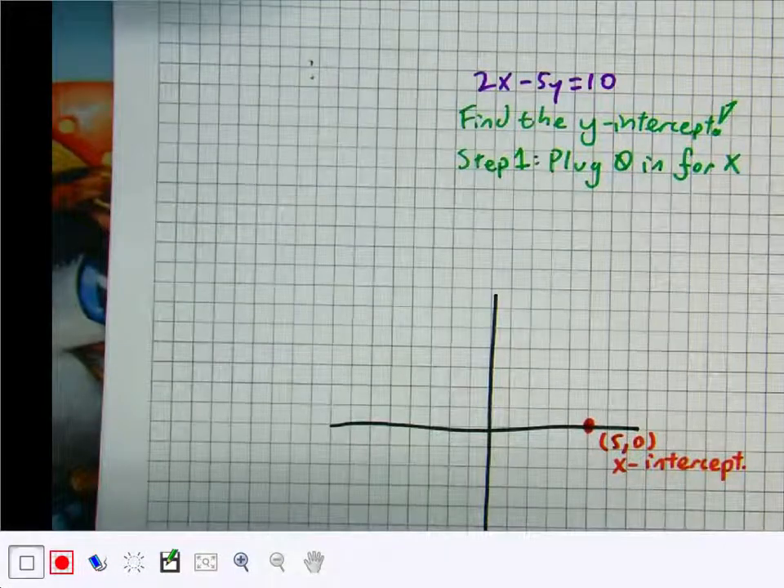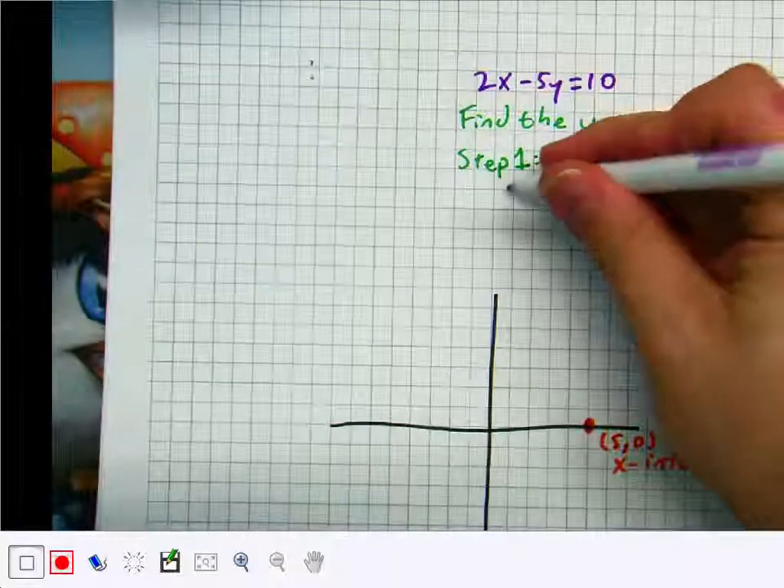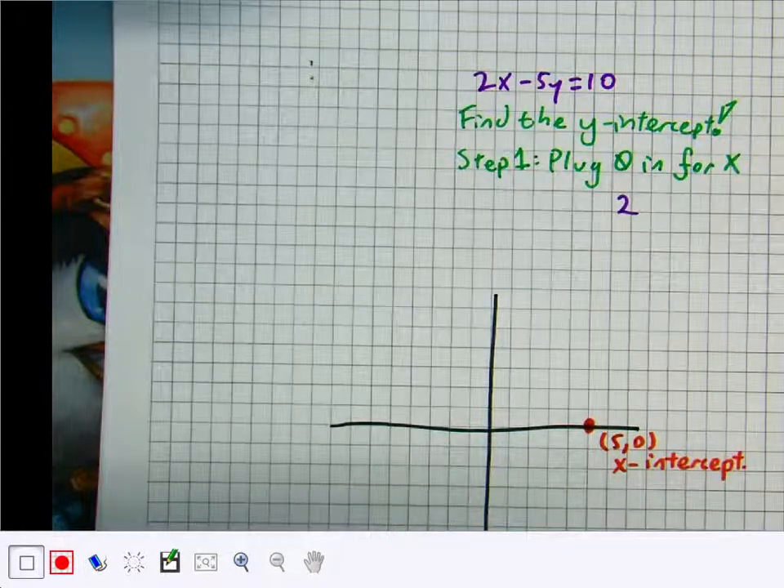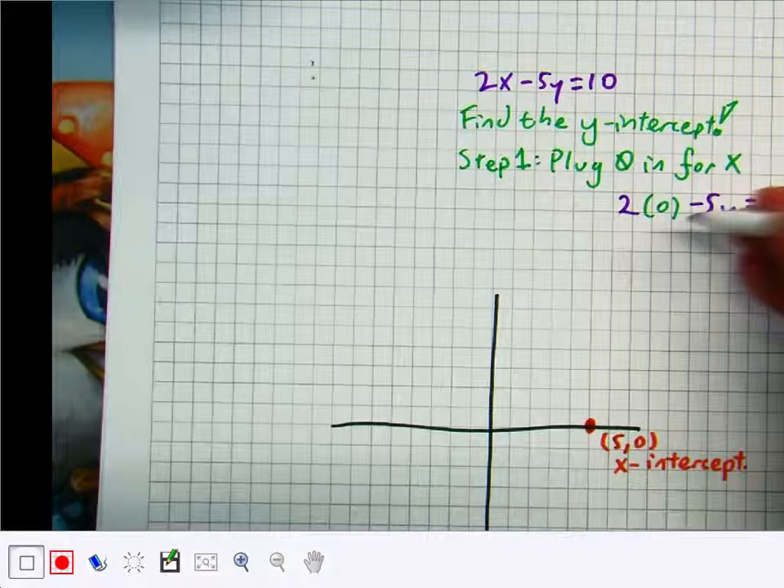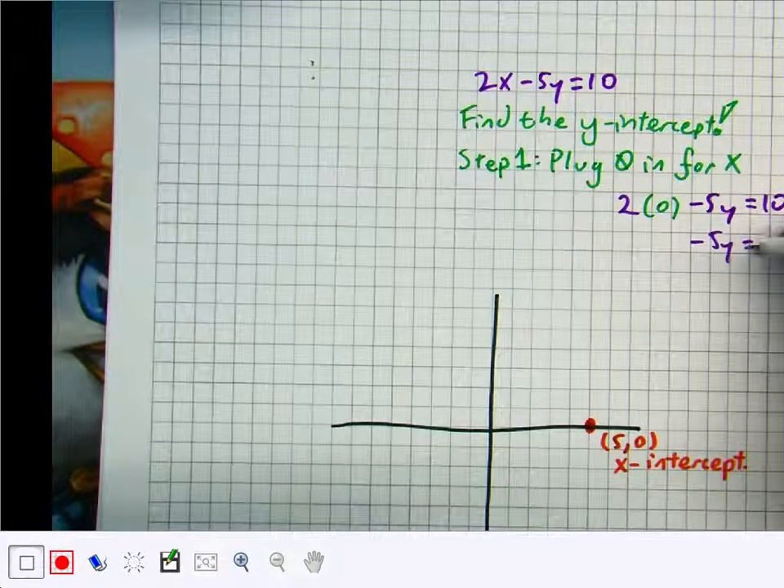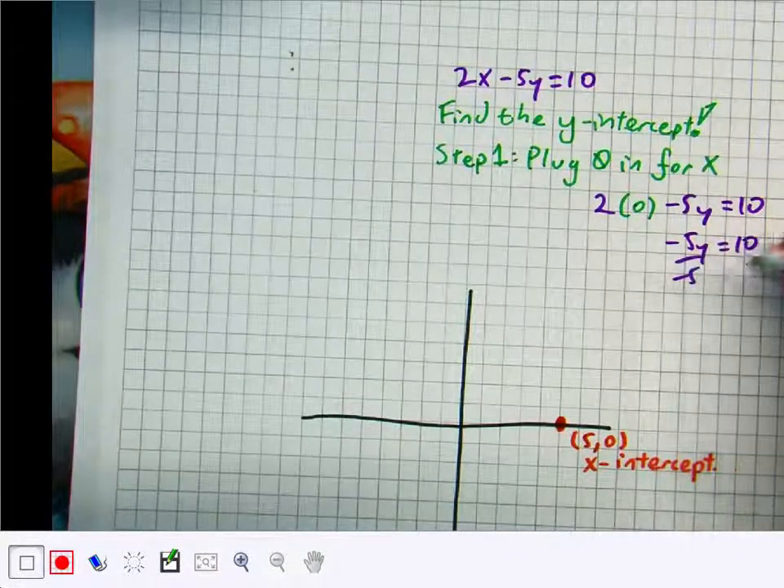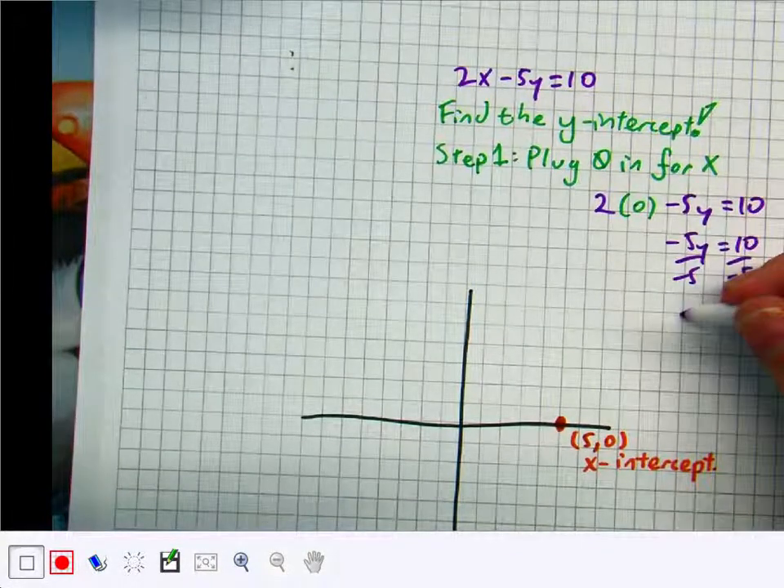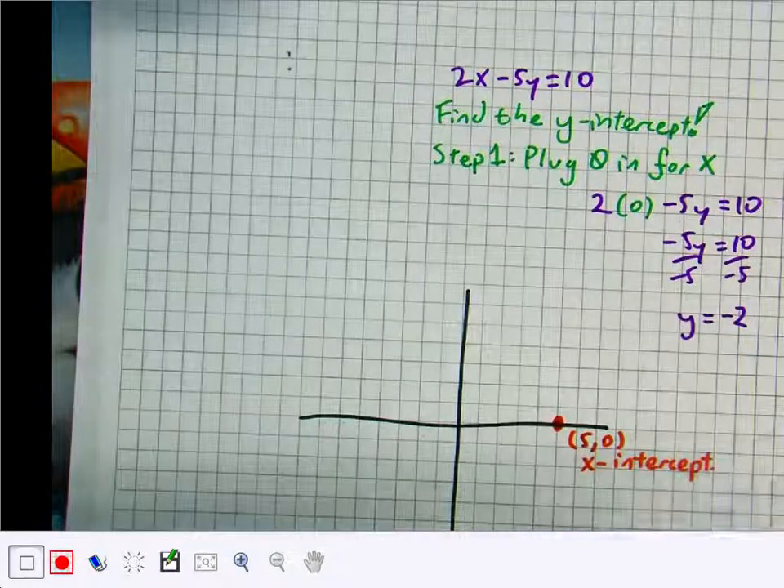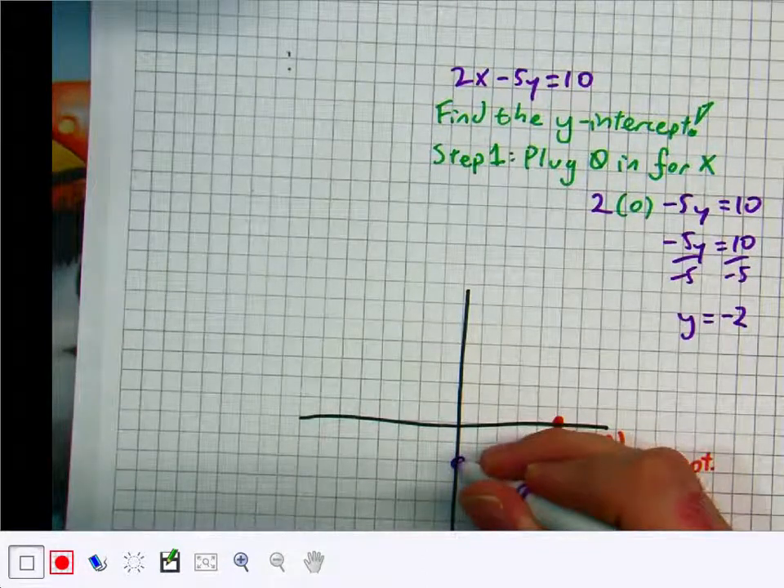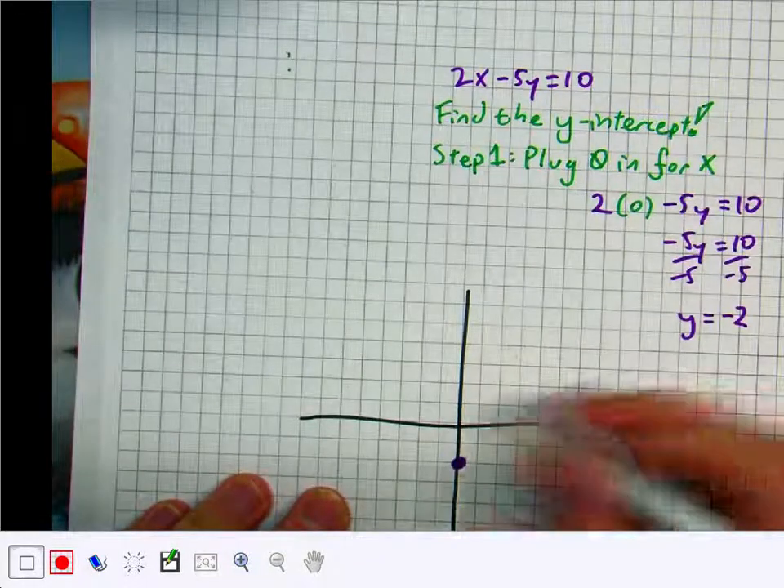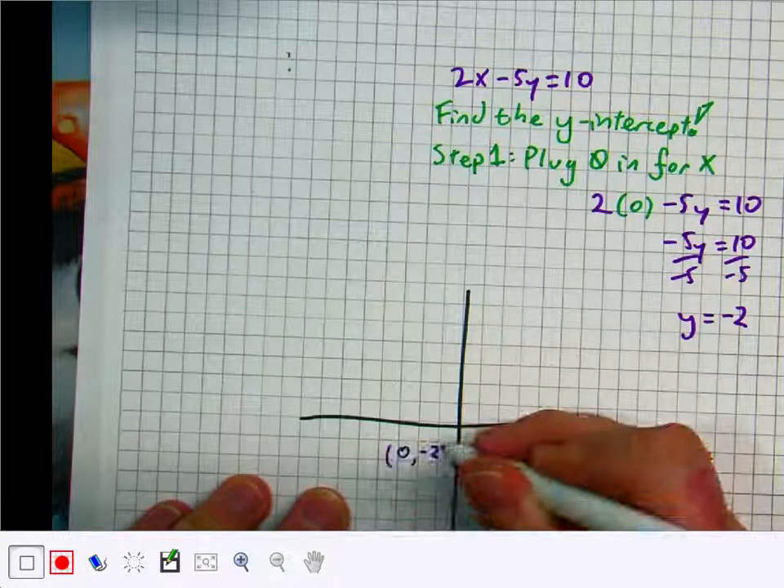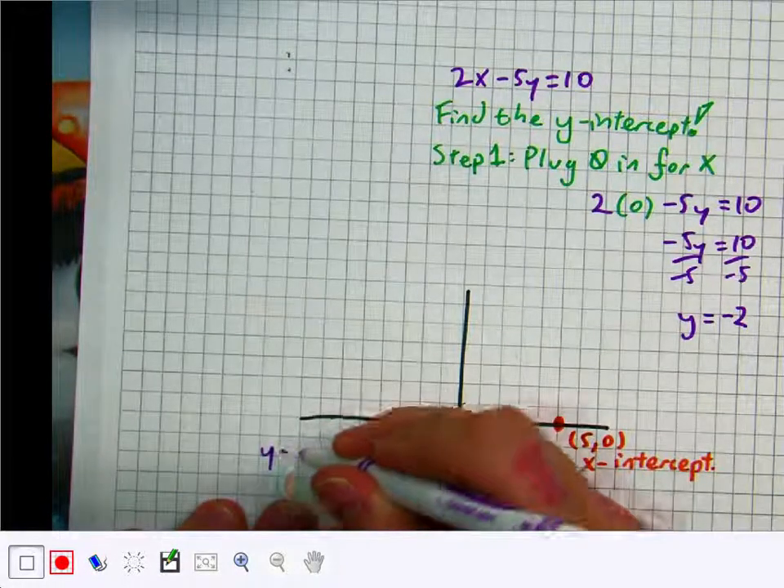So let's do that. So I have 2, 0 in for x, minus 5y equals 10. Well, 2 times 0 is 0, so I have negative 5y equals 10. I'm going to divide by negative 5, divide by negative 5. Y equals negative 2. So I know that negative 2 is my y-intercept. So that's the point. In this case, x is 0, so 0, comma, negative 2. Okay, and this is my y-intercept.